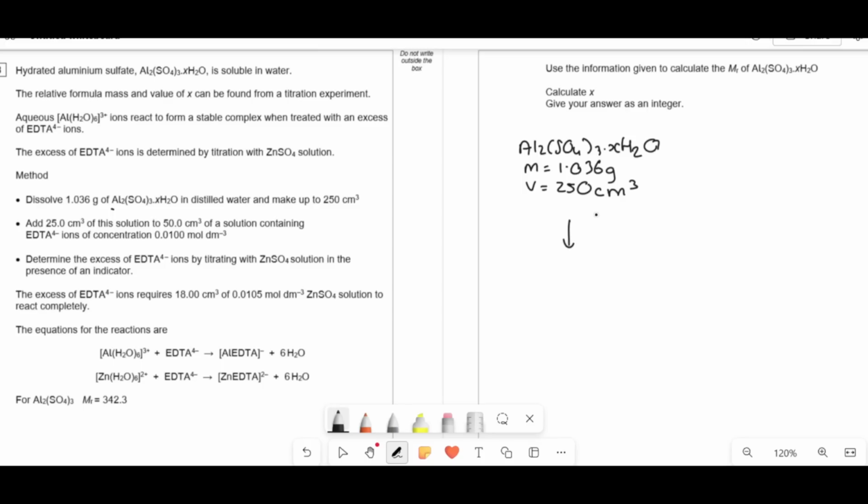So my next step, maybe, or I don't know yet, it says add 25 centimeters cubed. So I see a volume. Are we adding anything to this? No, we're not. So 25 centimeters cubed, I write V equals 25 centimeters cubed. And then I decide who does it belong to.